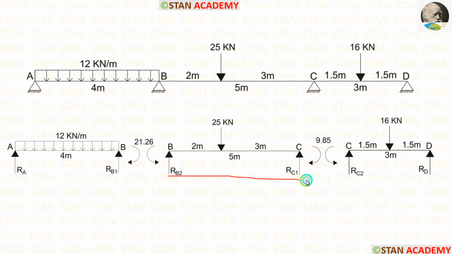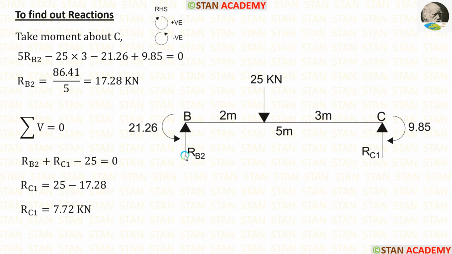Now, let us take the span BC and calculate the reactions. In the span BC, there are two moments, MB which is acting in the anticlockwise direction and MC which is acting in the clockwise direction. In this span, first I am going to calculate RB2. For that I am going to take moment about C.